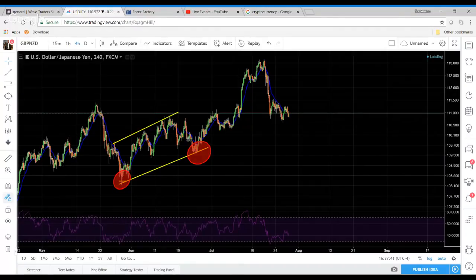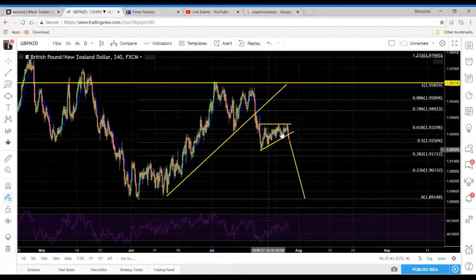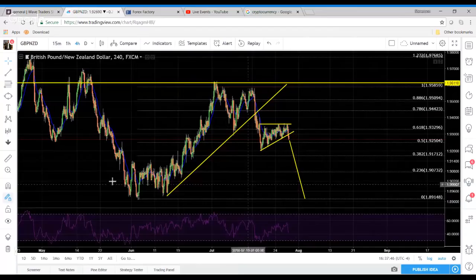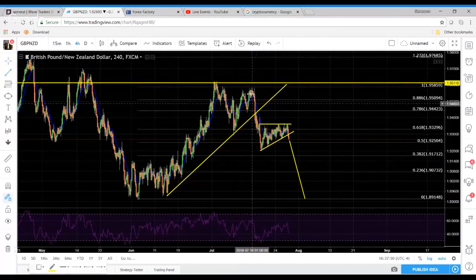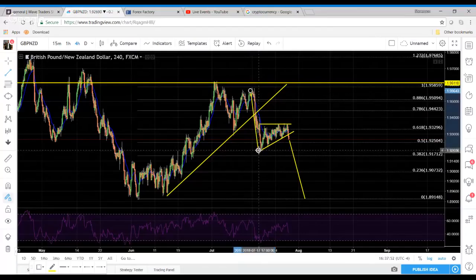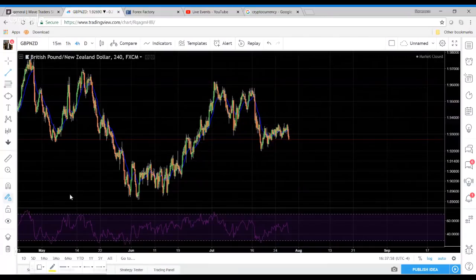Analysis on Great Britain, New Zealand. Price is dropping, right? Breaking out. So you got that impulse, you got that correction. This is the biggest thing. This is where I feel a lot of traders struggle, the flag formation, the correction, right? This part.